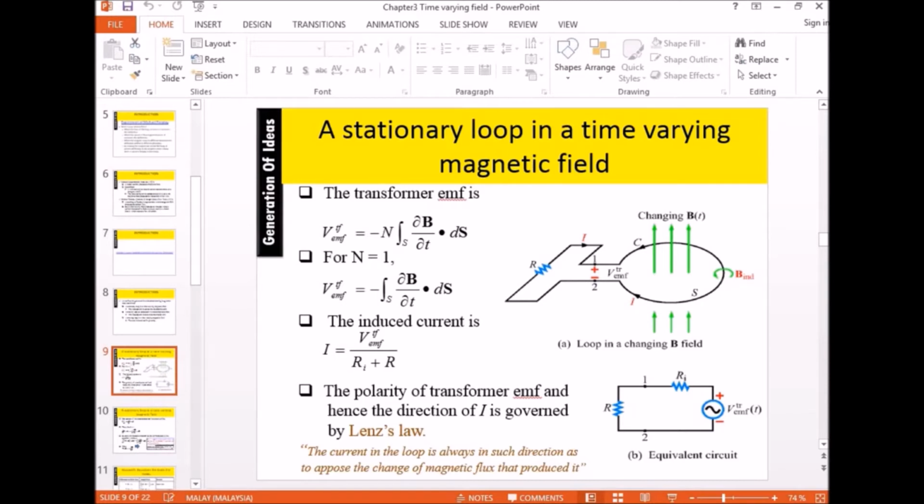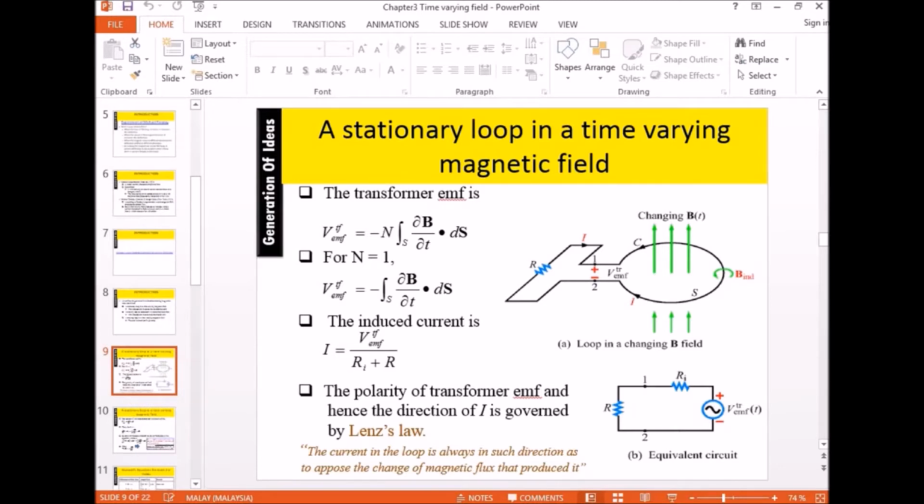And you have to dot product the surface. What is the surface here? The surface is the surface of the loop. If you look at this one, this is a circular surface, right? So this dS will be r dr dθ. It depends on the shape of your surface. The surface can be rectangular, or it can be circular. So depending on the shape of your surface, you define your dS.